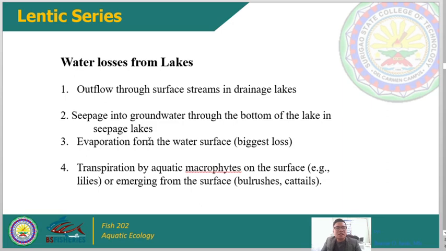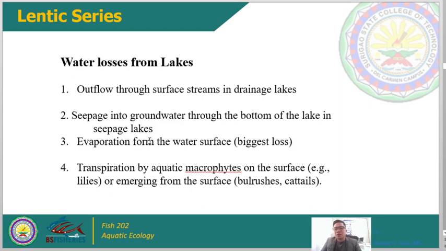So previously we have already defined what evaporation is and how it differs from transpiration. Transpiration basically is the release of water molecules from aquatic plants. Okay? So here in this example, among lentic environments, the transpiration occurs in aquatic macrophytes, like for example, the water lilies and some other minor aquatic plants living in or thriving in that particular lentic environment, may it be either ponds or lakes, or emerging from the surface like bulrushes and cattails.